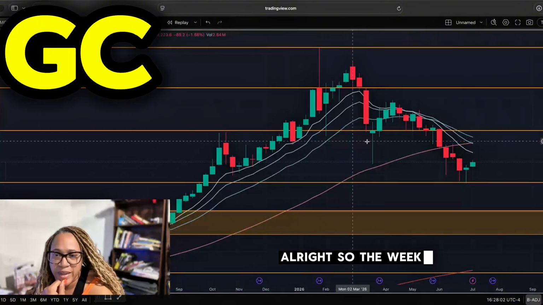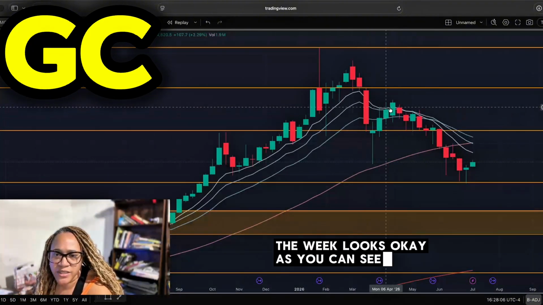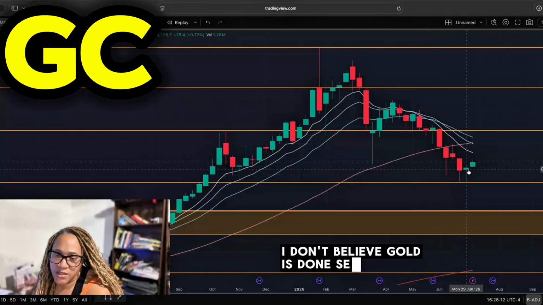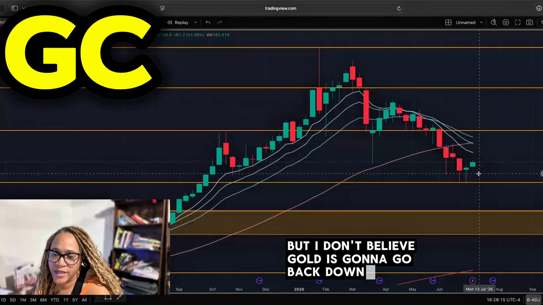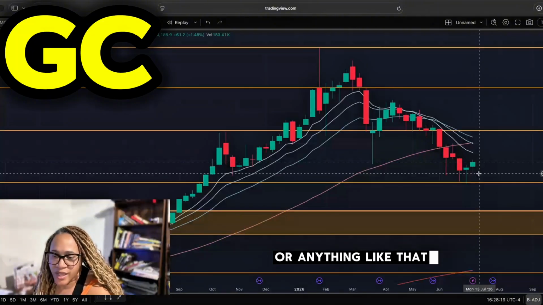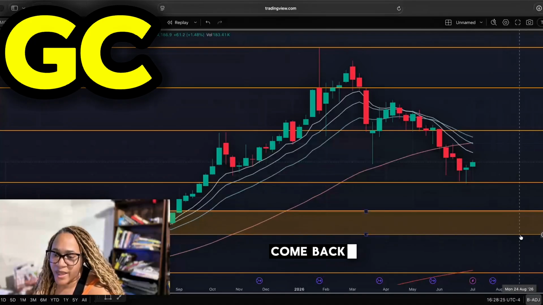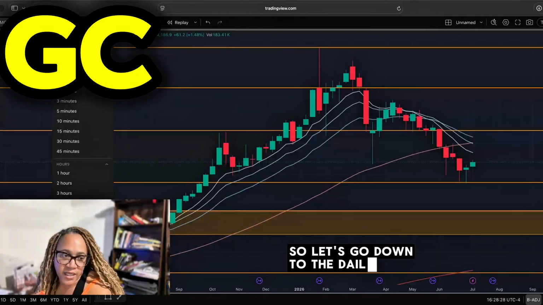All right, so the week, I'm not changing too much on the week. The week looks okay. As you can see on the EMAs, we already know that technically gold has been selling off. I don't believe gold is done selling off, but I don't believe gold is going to go back down to the original price of like 2000 or anything like that. I just feel like we're just doing a pullback to touch this major area of consolidation before they zoom off, come back in here and then come back up. So let's go down to the daily.